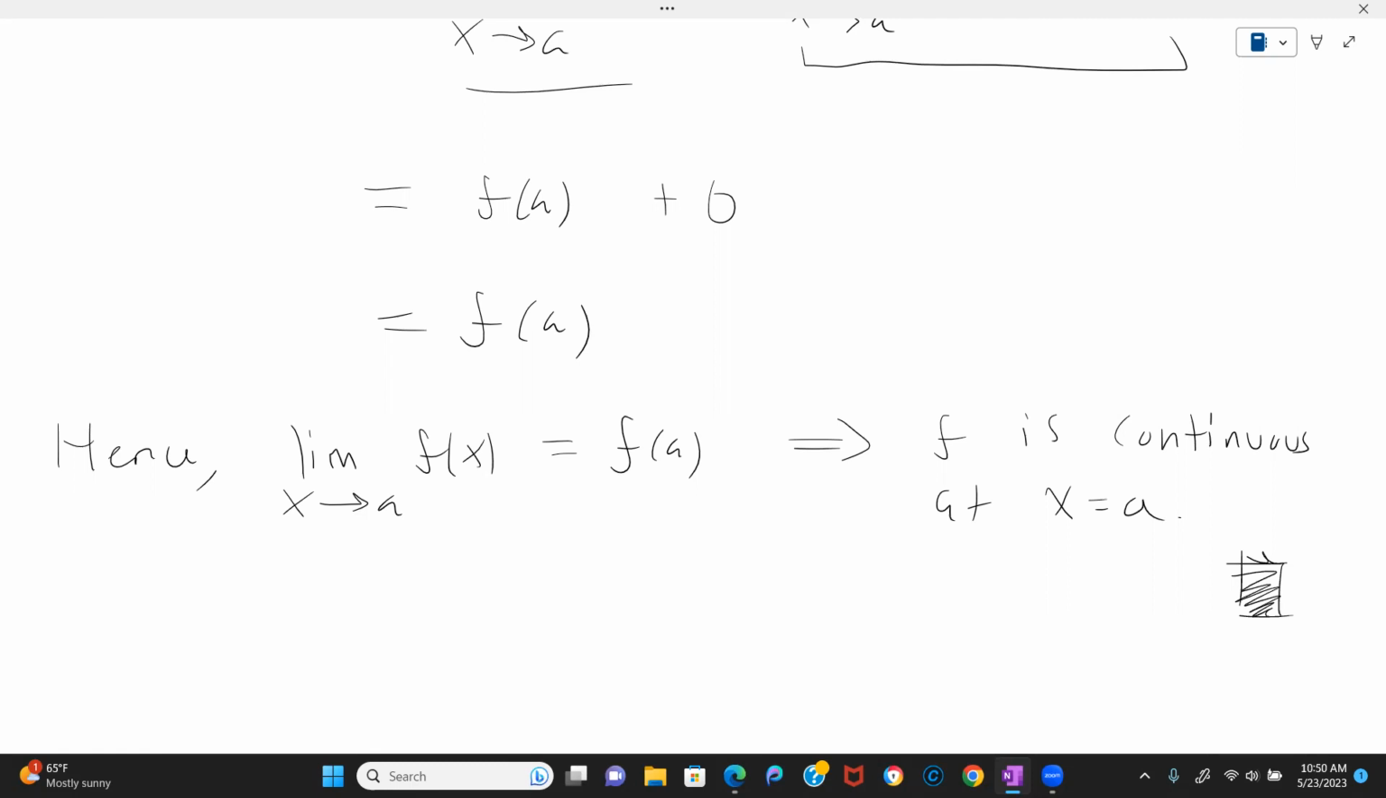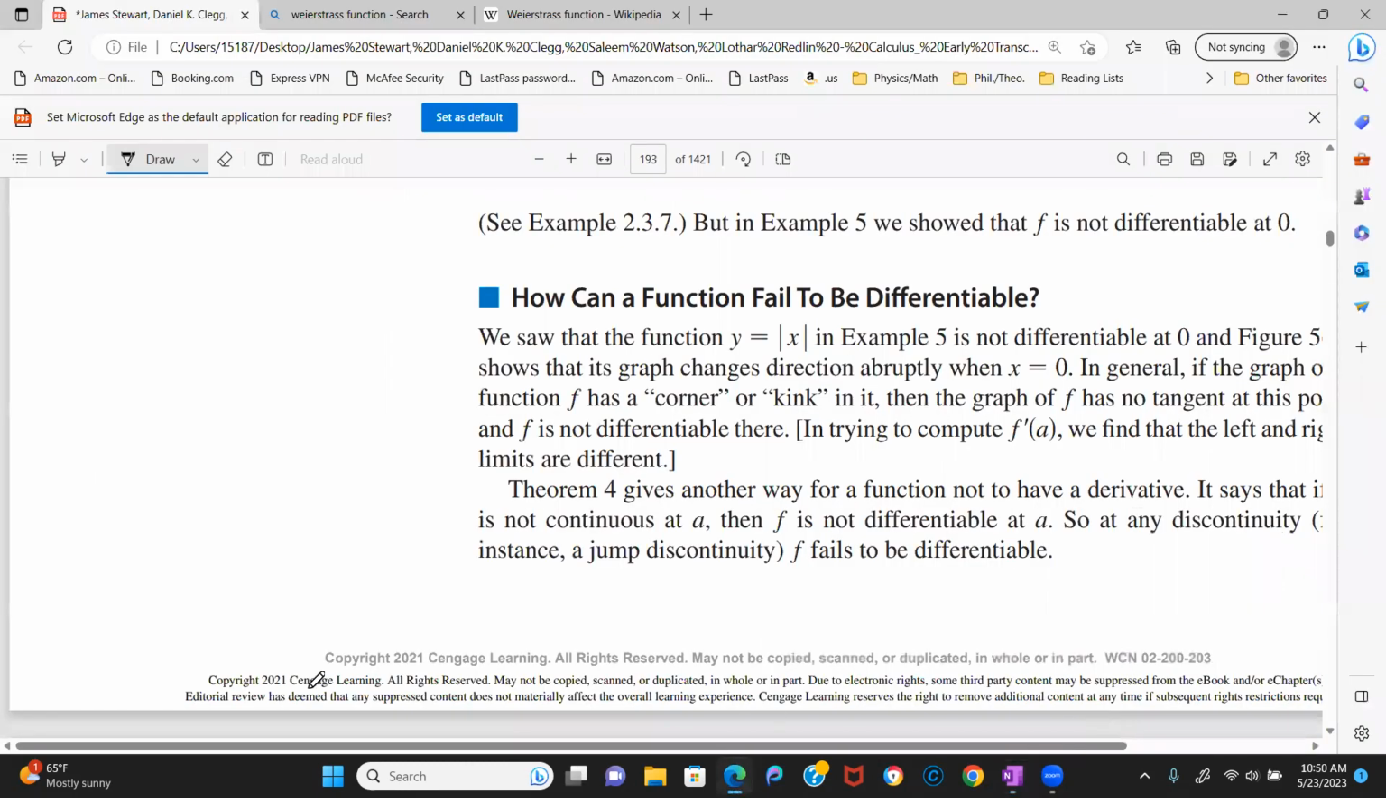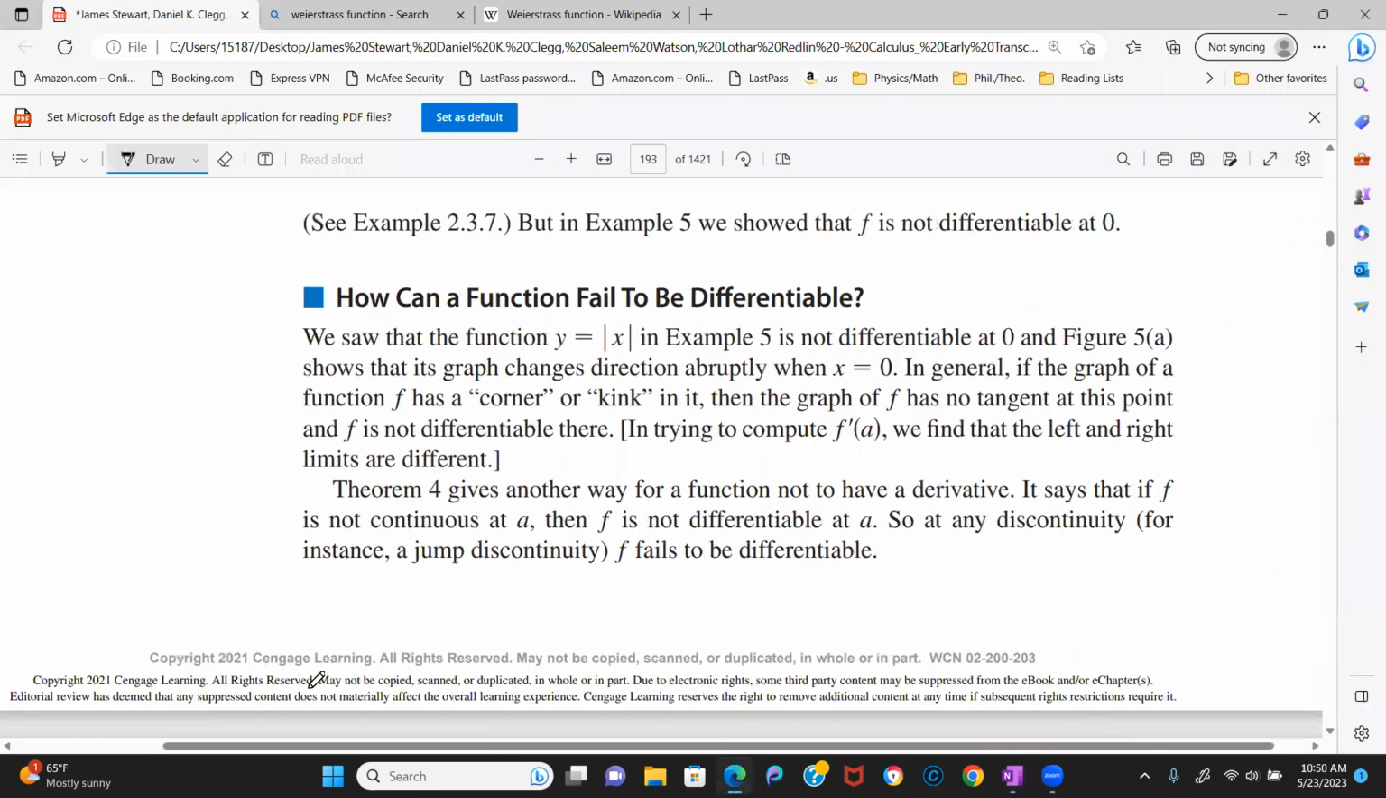So now we know a lot about differentiability, but what does it mean to fail to be differentiable? We saw a little bit of that, but it turns out there are a couple of ways this can happen. So for example, let me pull up the book now. So how can a function fail to be differentiable?